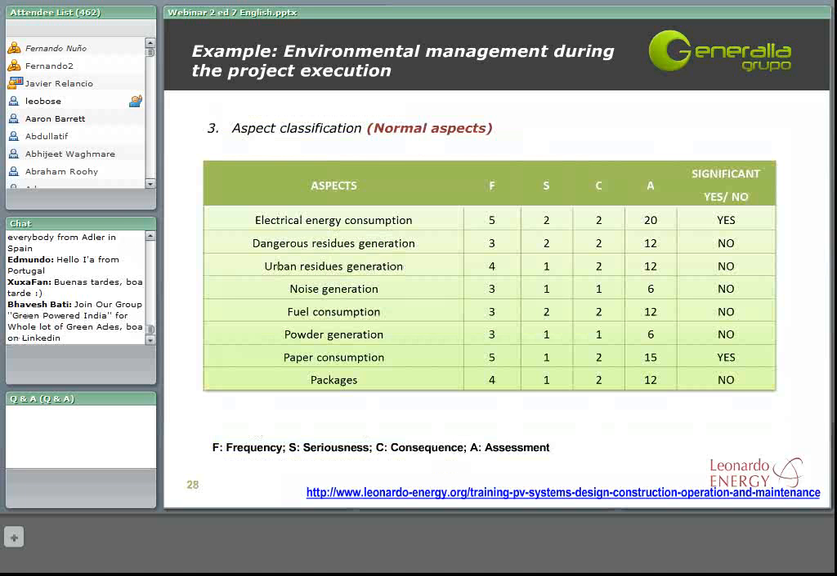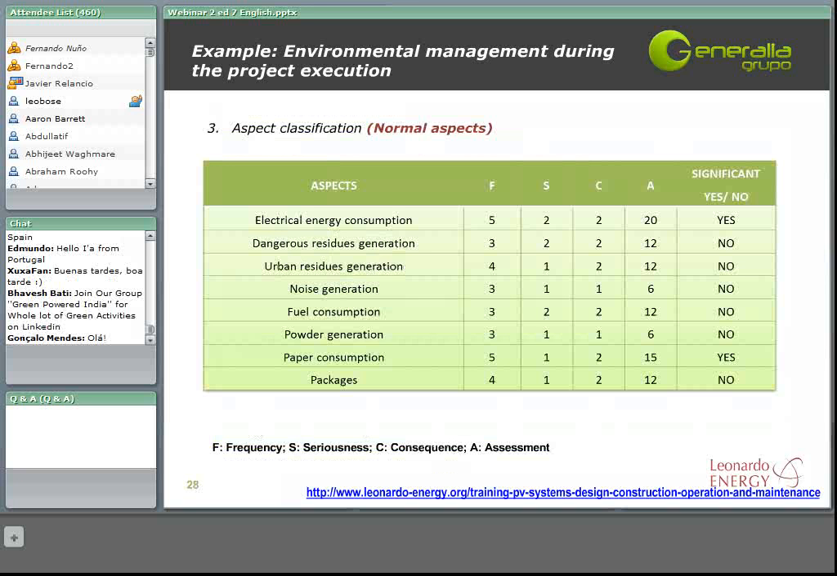Here we can find the aspect classification for a lot of different aspects that we might find in a solar project. For example, we can see that in this table we have evaluated the frequency, the seriousness, the consequence, and finally we have got a ratio that we call the assessment. This assessment will be calculated by adding the seriousness and the consequence and then multiplying this number by the frequency.